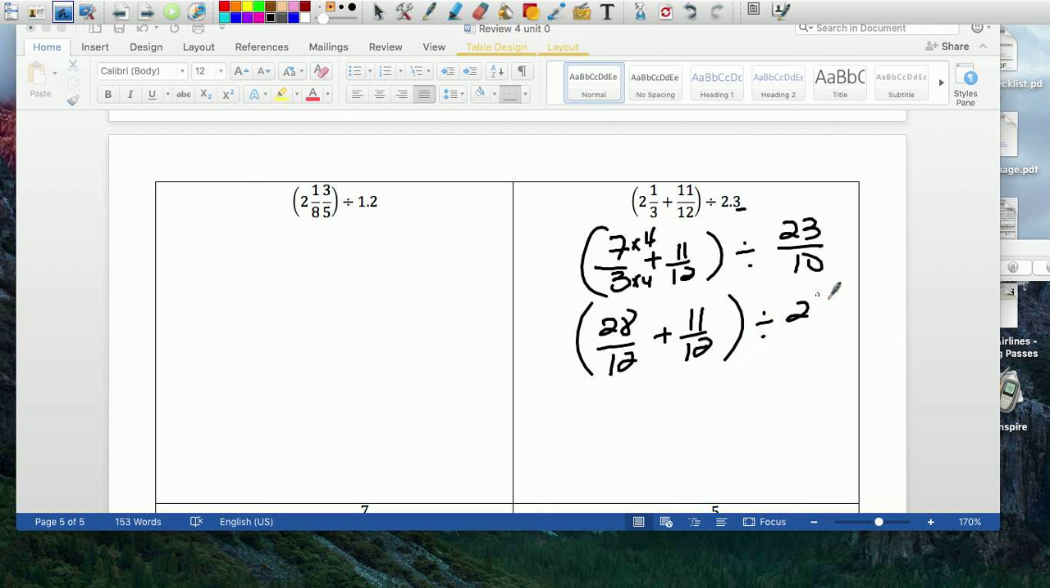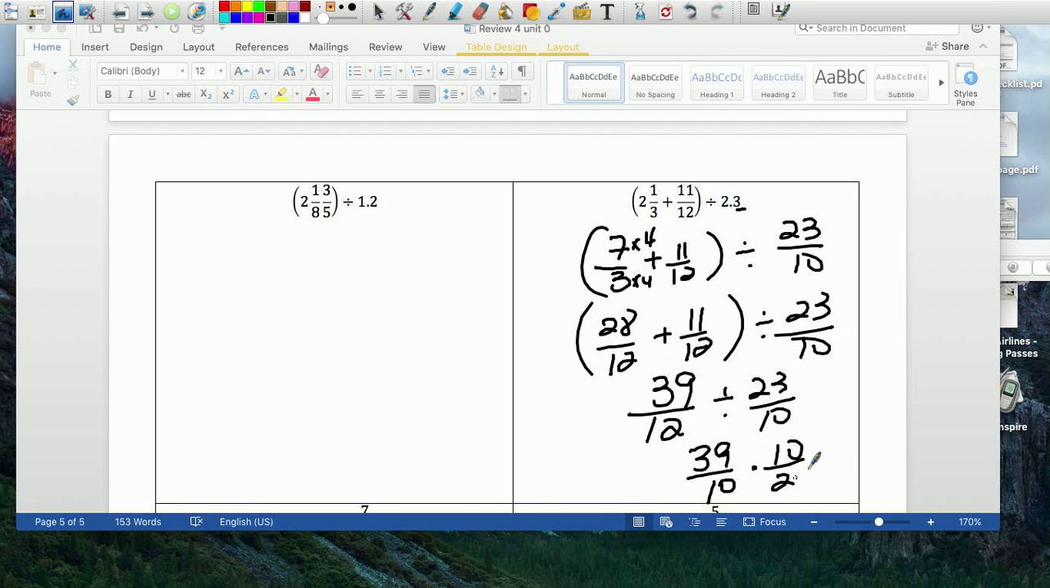divided by 23 over 10. We can add these two now, right? Because they have the same denominator, so 12, and 28 plus 11 is 39, divided by 23 over 10, which we are going to change to a multiplication problem: 39 over 10 times 10 over 23.